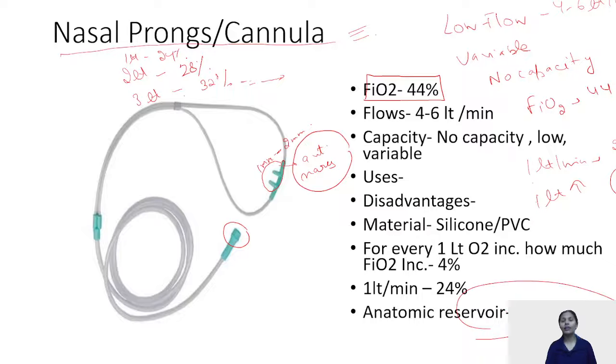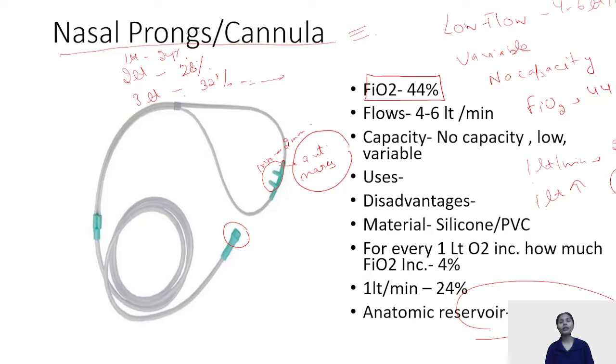Then the uses of the nasal prongs: generally they are used in the recovery phase or you can use them in post-operative rooms also. They are used in patients who maintain a saturation above 95% and are not tachypneic. They are very comfortable because at very low flow rates they can be used very conveniently by the patient. As the patient is comfortable, there is no claustrophobia, the patient can talk, the patient can eat, so the compliance for nasal prongs is really good.